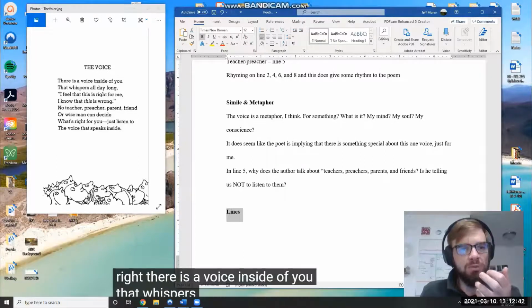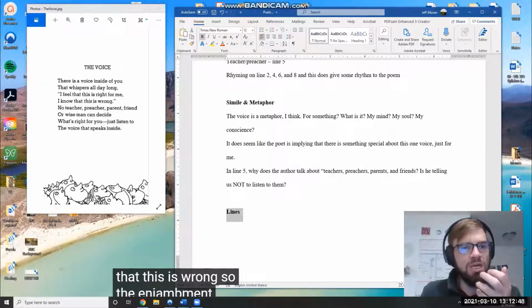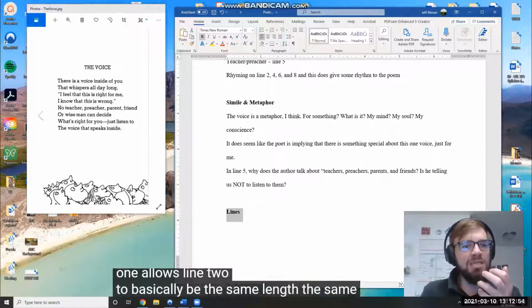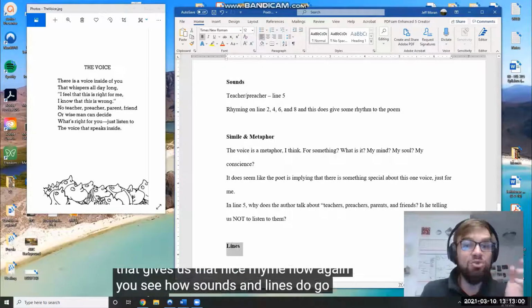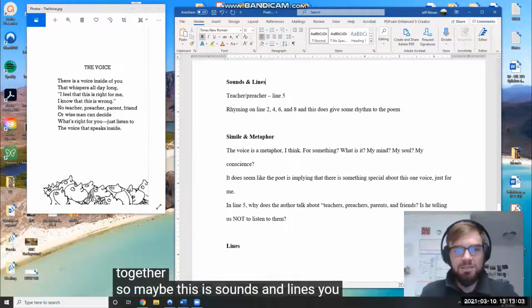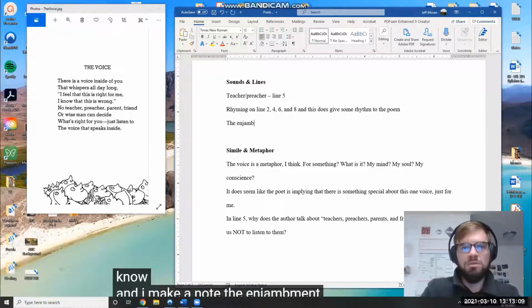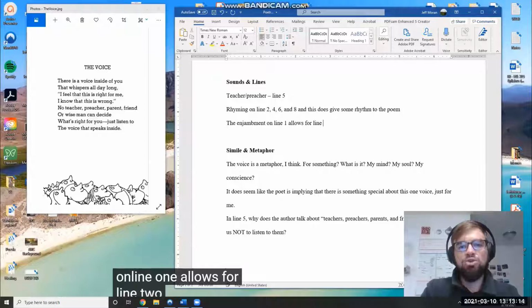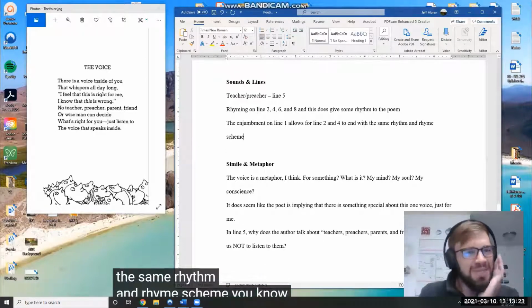There is a voice inside of you that whispers all day long. I feel that this is right for me. I know that this is wrong. So the enjambment here at the end of line 1 allows line 2 to basically be the same length, the same rhythm as line 4, that gives us that nice rhyme. Now again, you see how sounds and lines do go together. So maybe this is sounds and lines. And I make a note: the enjambment on line 1 allows for lines 2 and 4 to end with the same rhythm and rhyme scheme.